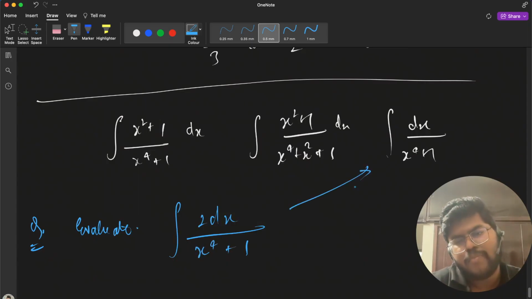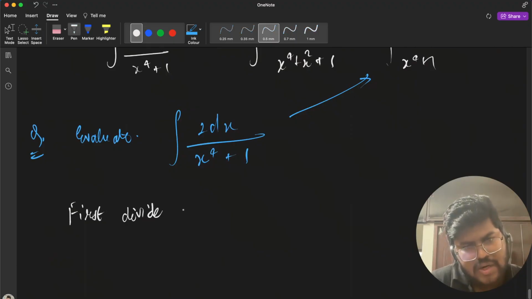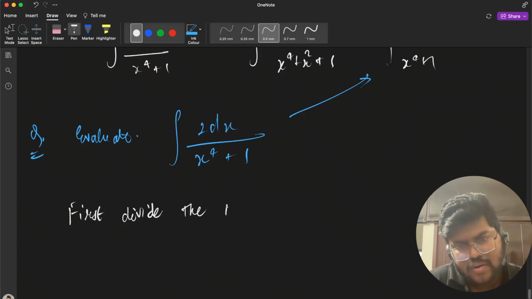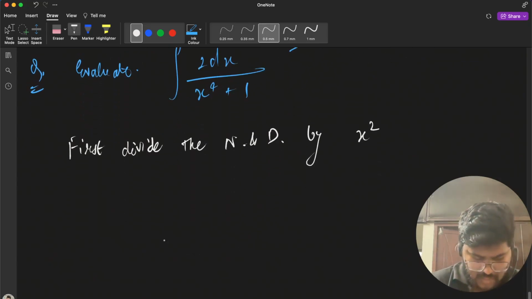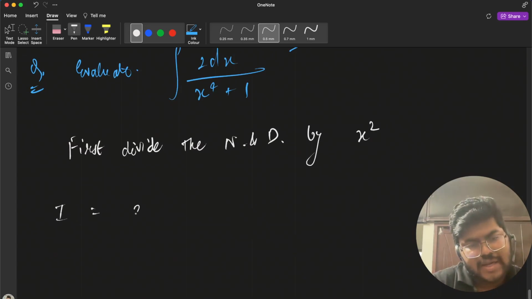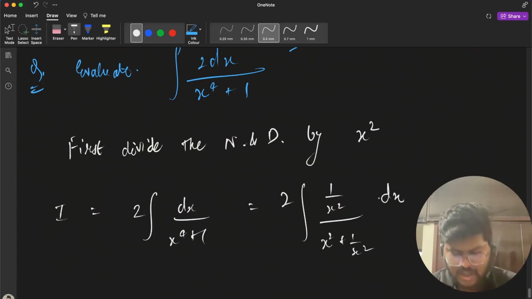So it is of this form, right? What we have to do is first divide the numerator and denominator by x square, right? So here we have the integral I as dx upon x power 4 plus 1. This can be written as 2 times 1 upon (x square plus 1 upon x square) dx, right?